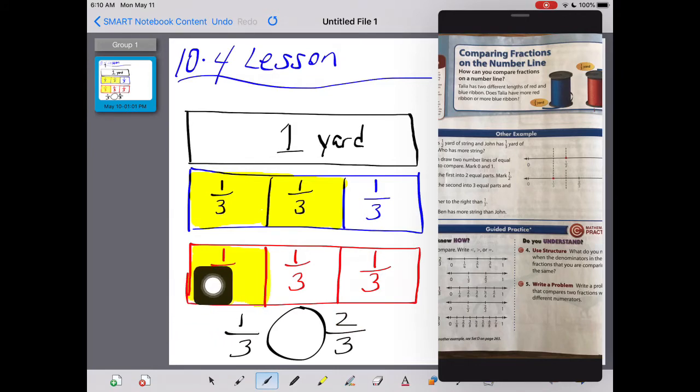Well, when I look at the red ribbon, it only goes this far. If it went all the way, that'd be 1 yard. And the blue ribbon went this far. It looks like this went way farther than this one, right? So the red ribbon is actually less than 2/3. So we could say that she has more blue ribbon than red ribbon. And that's all fine and dandy. We did the fraction strips, but this lesson is about comparing on a number line. So let's go ahead and do that.